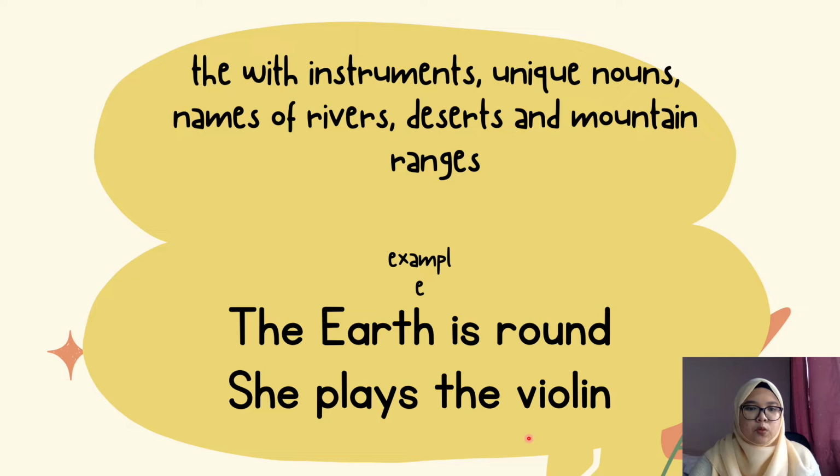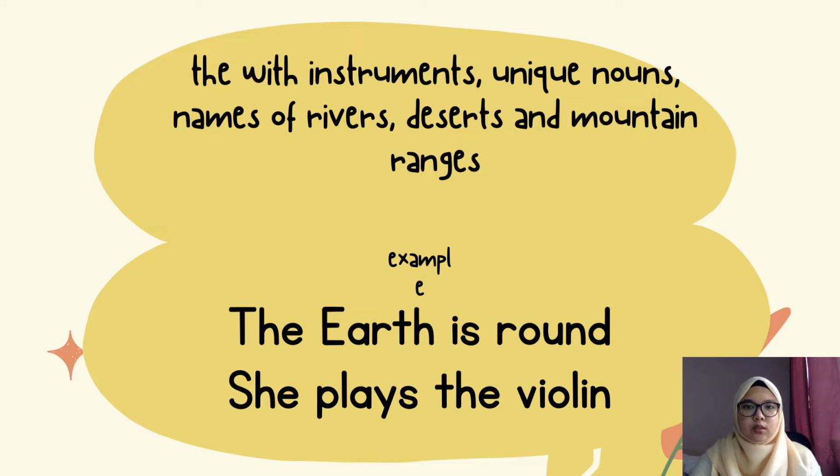So we have a unique noun here, which is the earth, and we put the before the earth. Then we have violin. Violin is known as an instrument. Any instruments: violin, recorder, guitar. She plays the violin because violin is classified as an instrument.